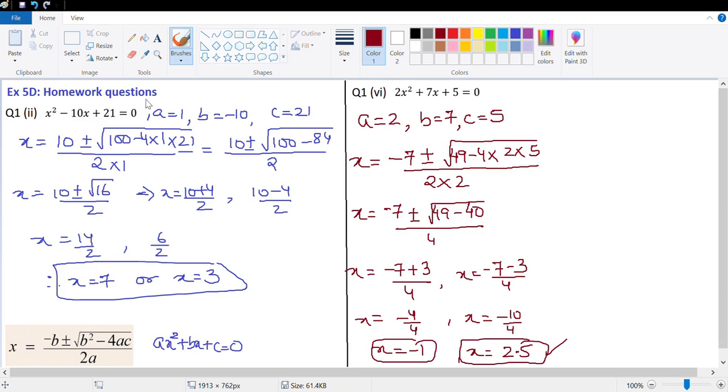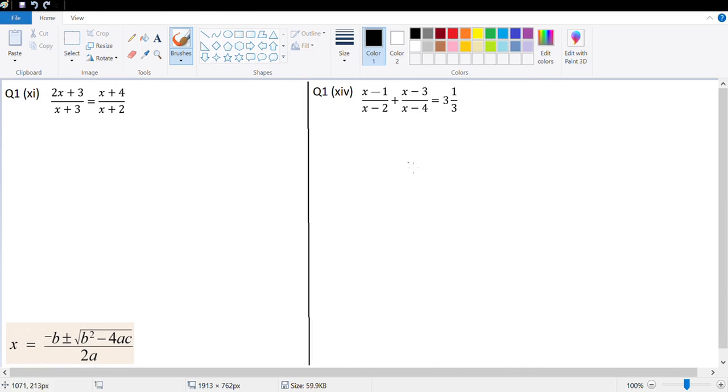Next homework question was question number 1, part 11. It says 2x plus 3 upon x plus 3 is equal to x plus 4 upon x plus 2. Let's cross multiply and see what we get. So we have 2x plus 3 multiplied with x plus 2 is equal to x plus 4 upon x plus 3. This gives me 2x squared plus 3x plus 2x, that's plus 5x plus 6 is equal to x squared plus 4x and 3x, that's 7x plus 12.